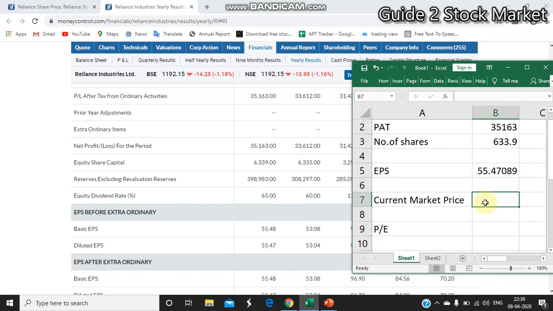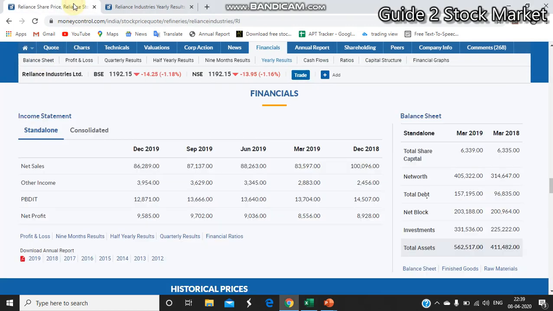Now what is the current market price? Over here, that is 1192.15. What is the formula for PE? It is current market price by earnings per share. That is 21.49. Let us find out whether our calculation is correct or wrong.